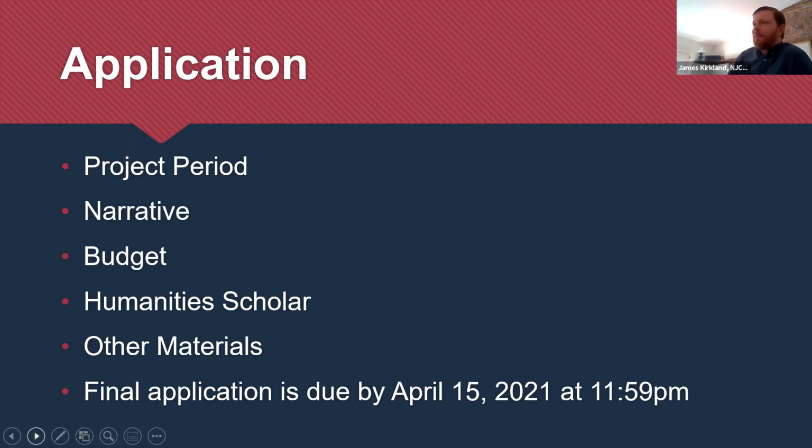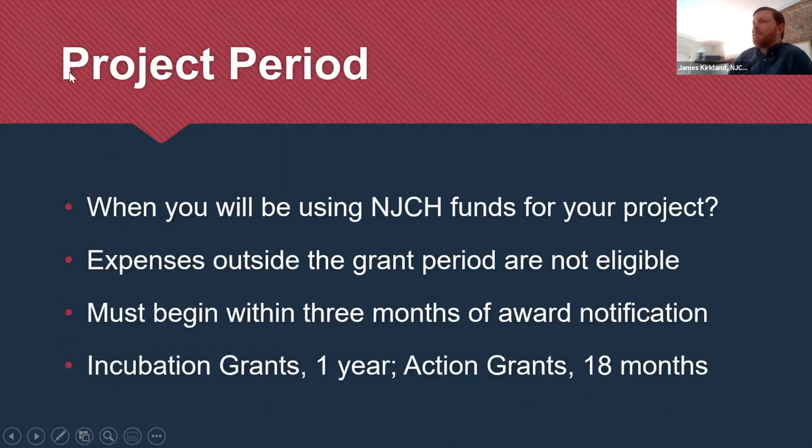Now, go to the first part. So the project period. This is a really important question. And really, I think one way to think about this: when will you be using NJCH funds for your project? One thing I notice a lot of applicants do is that they describe everything they want to do. And I understand that a lot of times you're thinking about this as a multi-year project, you have 3 or 4 years planned, but really focus on what you will be accomplishing with NJCH funds during this time period.